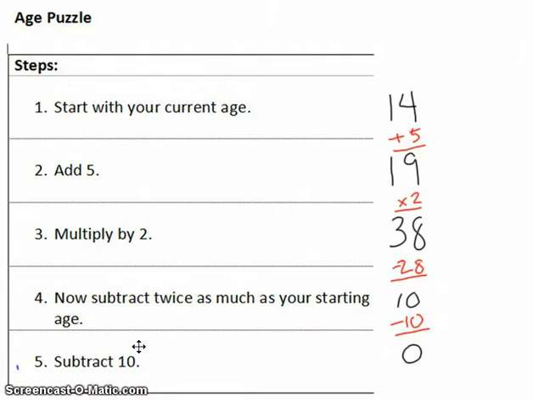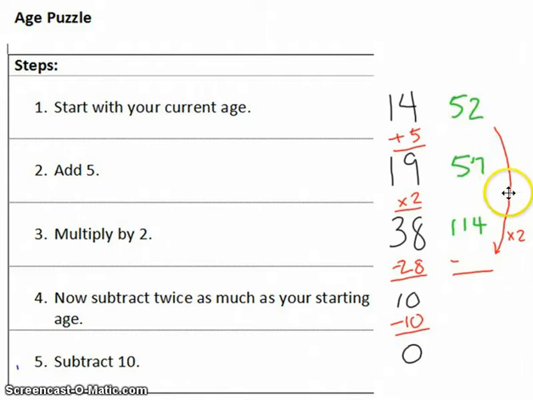And then you were supposed to look at somebody older than you. So one of the students gave me the age 52, and added 5, got 57. Multiplied that by 2 and got 114. And remember, this is that confusing step. You multiply the first amount, 52 in this case, times 2, that was 104. 114 minus 104 is 10. You subtract that 10 off, and again you get 0.